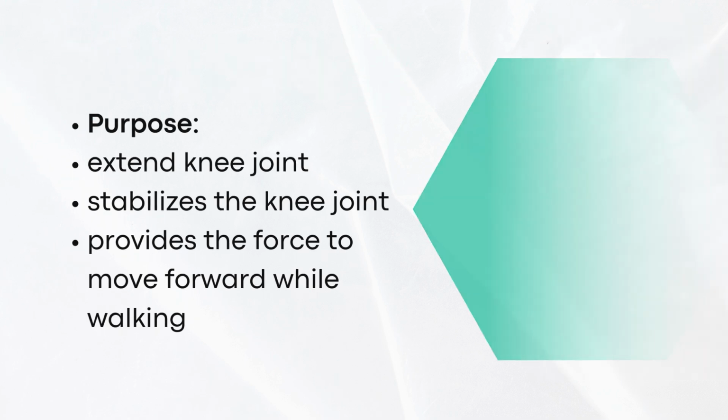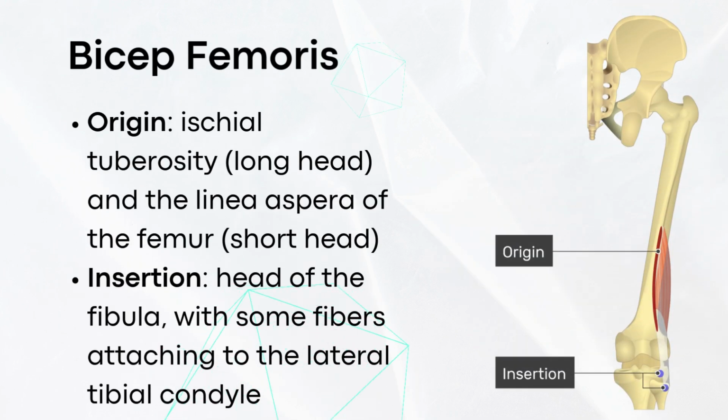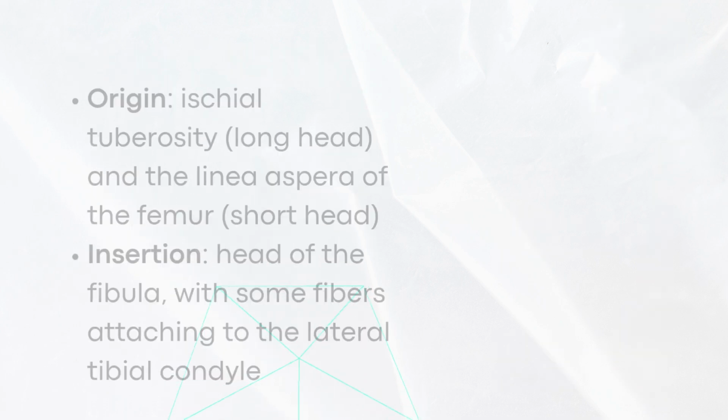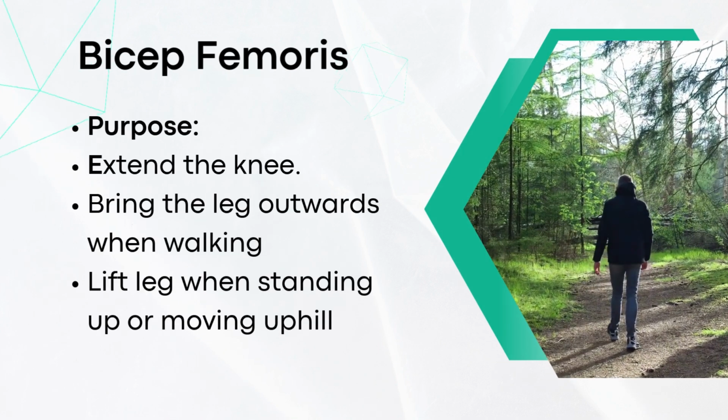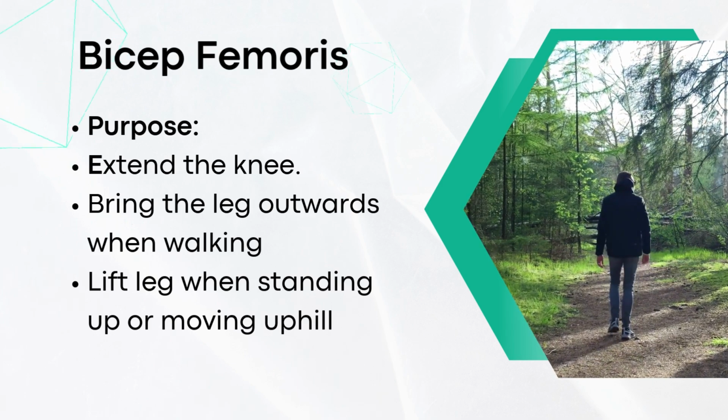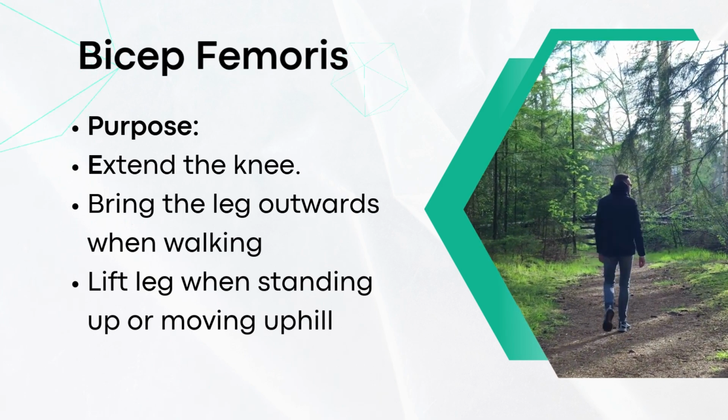while walking. The biceps femoris muscle originates from the ischial tuberosity, which is its long head, and the linea aspera of the femur, which is its short head. It inserts primarily onto the head of the fibula, with some fibers attaching to the lateral tibial condyle. Its purpose is to extend the knee joint, and it helps bring the leg outwards when walking and lift the leg when standing up or moving uphill.